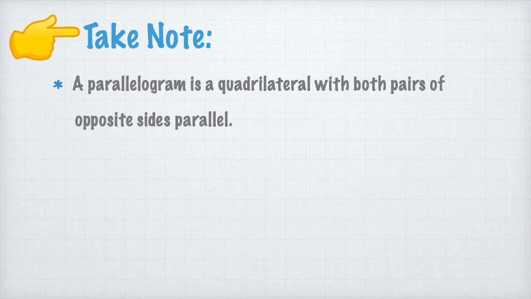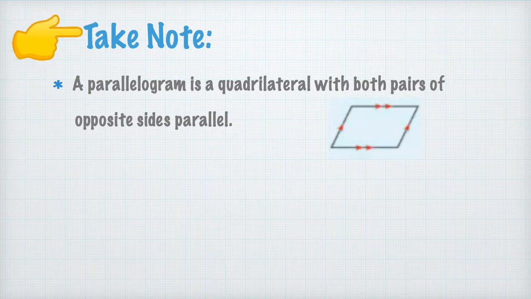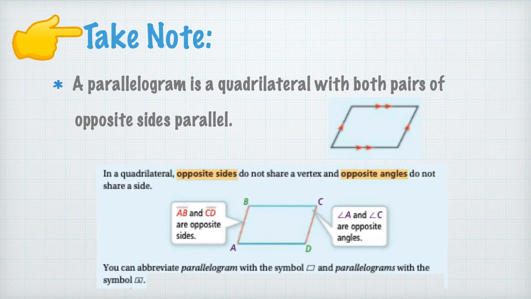A parallelogram is a quadrilateral with both pairs of opposite sides parallel. So this figure is a parallelogram since opposite sides are parallel. In a quadrilateral, opposite sides do not share a vertex, and opposite angles do not share a side.